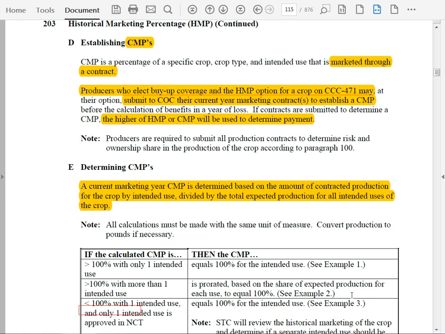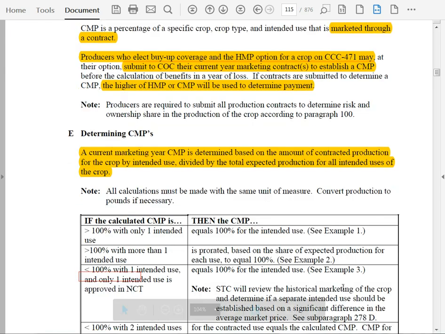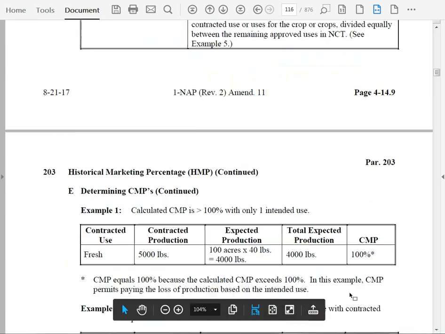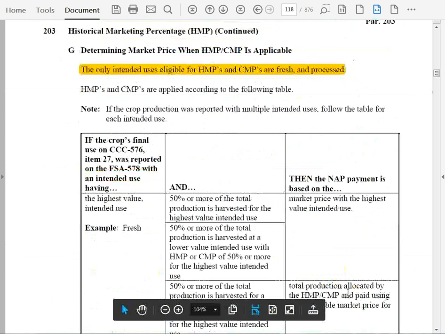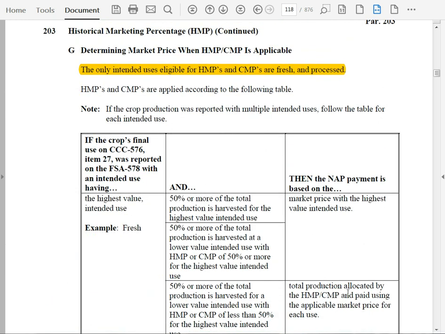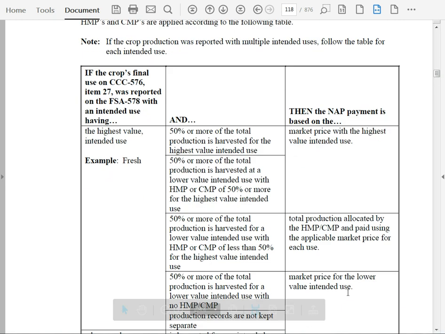When applying a current year marketing contract, the table in subparagraph E explains how CMP is calculated. The examples that follow help illustrate all of the different variables which could come into play when calculating CMP. Once again, the calculator in the NAP software will do the math for you. Paragraph 203G explains how you determine the price to use for the crop when HMP or CMP applies. Again, the software is going to take care of this for you.